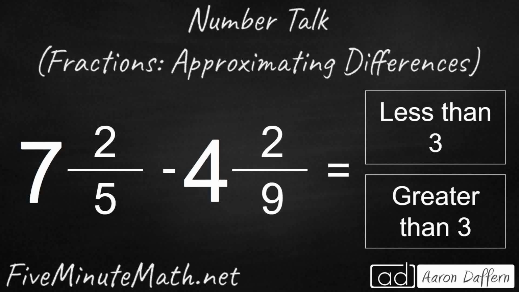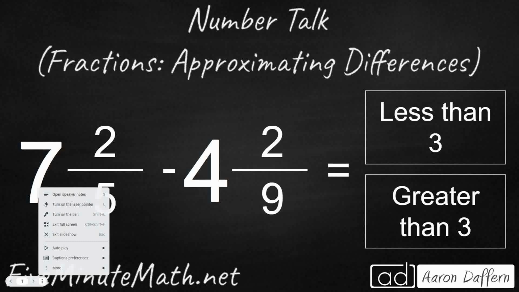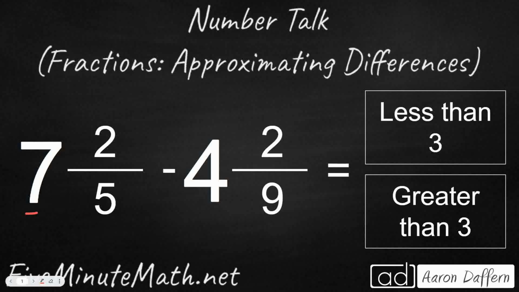For today's number talk, we are looking at these two mixed numbers and approximating the difference, trying to figure out if it's going to be less than 3 or greater than 3. Well, one thing that we can look at are the whole numbers, and hopefully you notice that if we look at just the whole numbers, 7 minus 4, well, that's just going to get us 3.